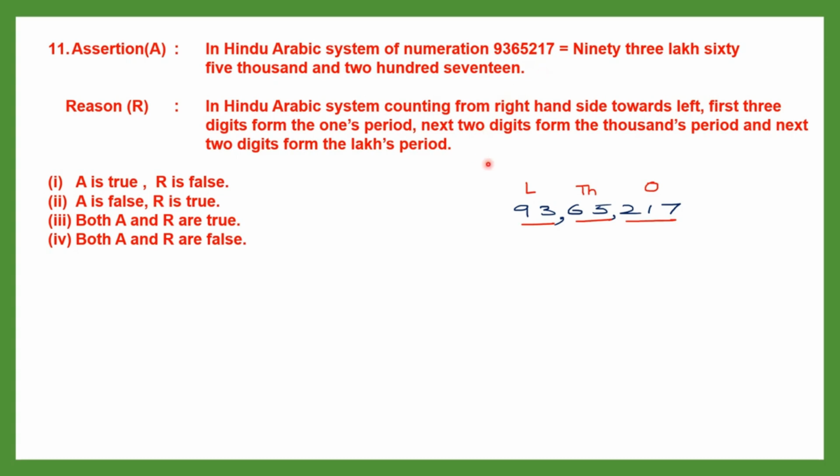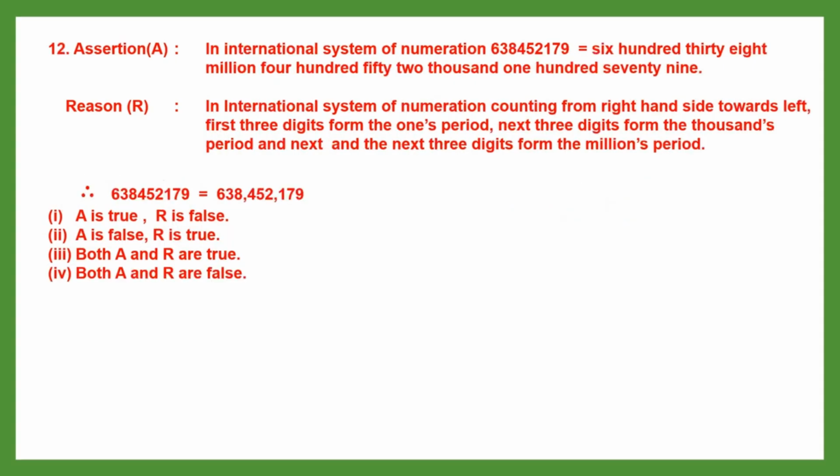So that means both are true. Both A and R are true. So which option is that? That is option 3. Both A and R are true.